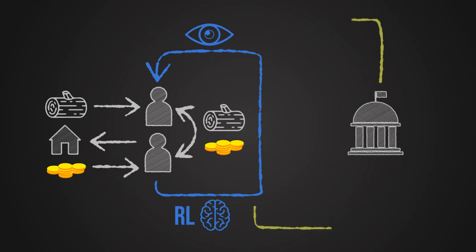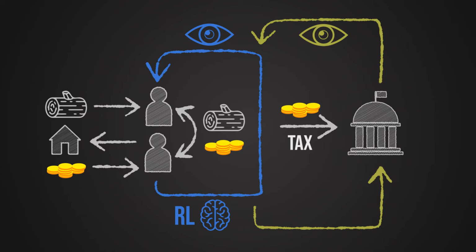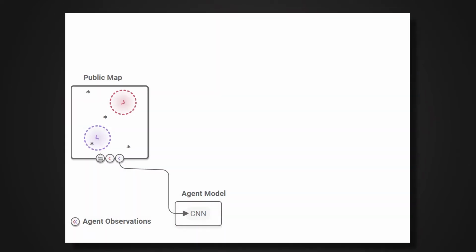The second reinforcement loop is that of the government, which observes the situation, applies a tax policy, and assesses the balance between productivity and equality. As said earlier, we therefore have a two-level learning system. Now, let's dive into the structure of the neural network.